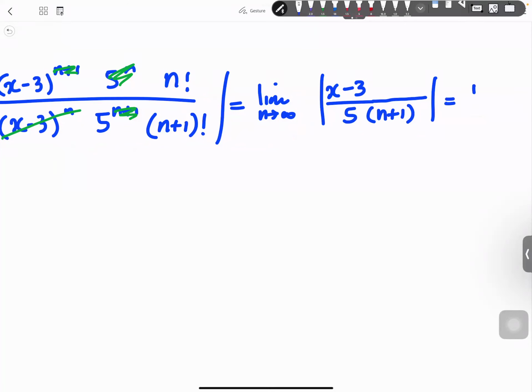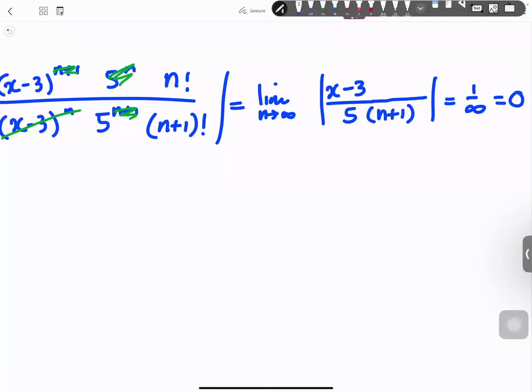The limit goes to 1 over infinity, which is equal to 0. Can you think of any value that you can plug in for x that would keep this limit from going to 0? It does not matter what you plug in for x, I can plug in a bigger value for n, right? So this limit always goes to 0, regardless of what x is. So in other words, x can be anything and the limit is still 0.